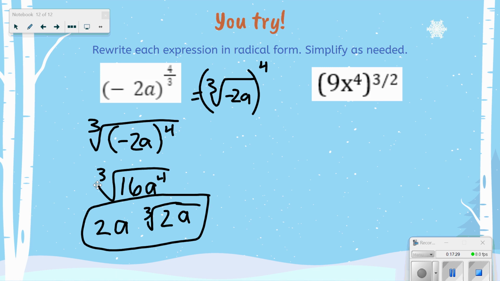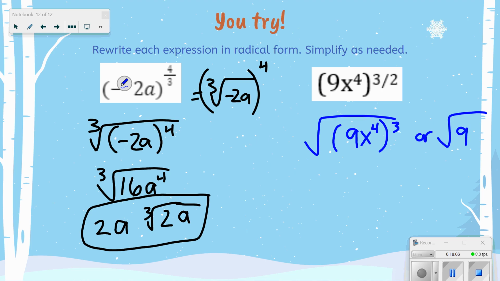All right, what about if we have 9x to the 4th raised to the 3/2 power? How might we think about that? Anybody want to tell us maybe how you rewrote it at first? Think about if I have a denominator of 2, that means what radical? A square root. And if I have 9x to the 4th, you could have rewritten it as a couple different ways, right? I could have 9x to the 4th all cubed like this. Or you could rewrite it as a square root of 9x to the 4th and then cube all of that.